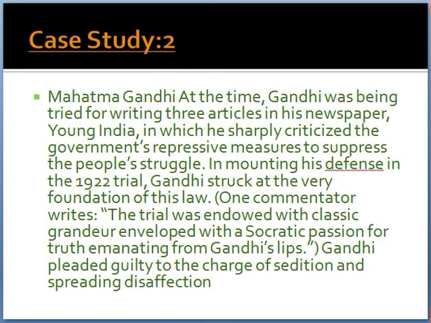We'll go to the next case, Mahatma Gandhi. At the time, Gandhi was being tried for writing 3 articles in his newspaper, Young India. We all know about the Young India newspaper by Mahatma Gandhi, in which he sharply criticized the government's repressive measures to suppress the people's struggle. In mounting his defense in the 1922 trial, Gandhi struck at the very foundation of the law. One commentator writes, the trial was endowed with classic grandeur, developed with the Socratic passion for truth emanating from Gandhi's lips. Gandhi pleaded guilty to the charge of sedition and spreading disaffection, obviously disaffection against British rule at that point of time.